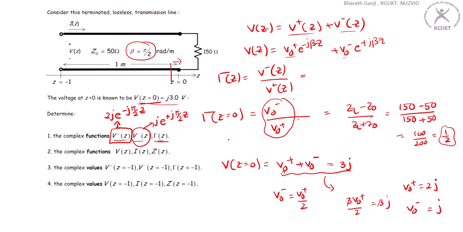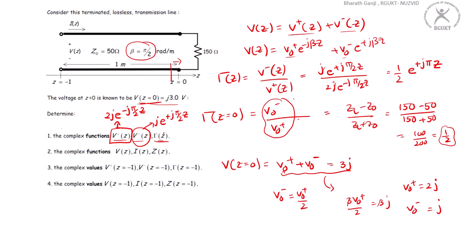If you divide these two, the j cancels out. Sorry, if you divide, you get 1 by 2 times backward wave divided by the forward wave. Let me write them. The backward wave is j e power plus j pi by 2 z divided by the forward wave, 2j e power minus j pi by 2 z. So j cancels out, I get 1 by 2, and if I take this e power minus j pi by 2 to the numerator, I get e power plus j pi z. So that is my reflection coefficient at any point z.